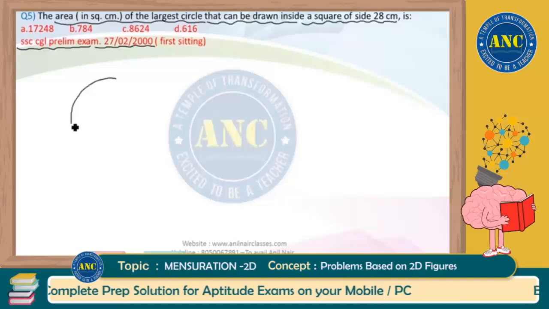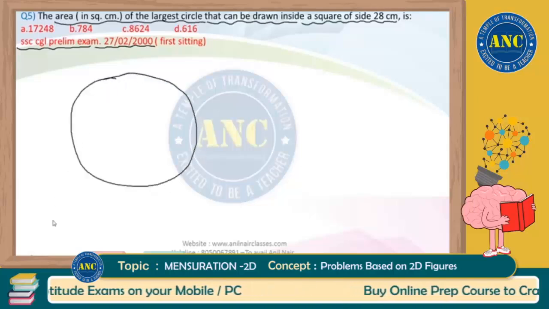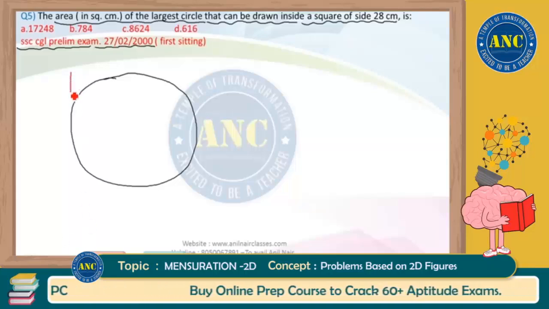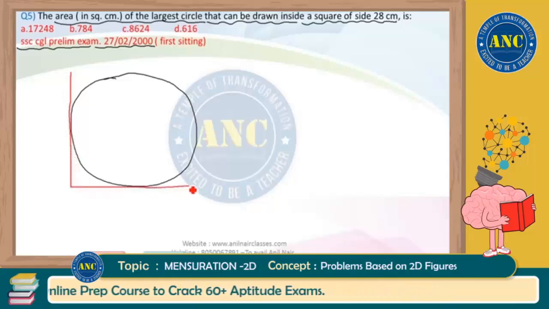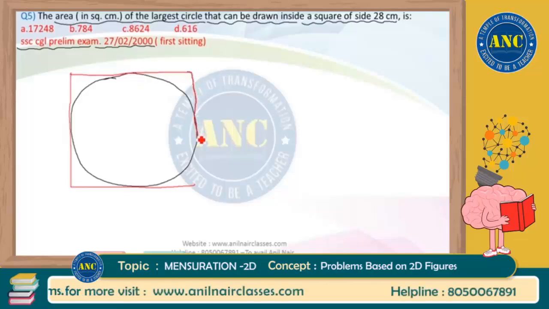Now I have a circle. This should have the largest circle. This should have maximum area. Now this circle is inscribed inside a square, and the side of this square is given in the question as 28 centimeters. The diagram is not drawn to the scale. Kindly please adjust with my diagram. The side of the square is given as 28 centimeters. That means all the four sides of a square are 28 centimeters.